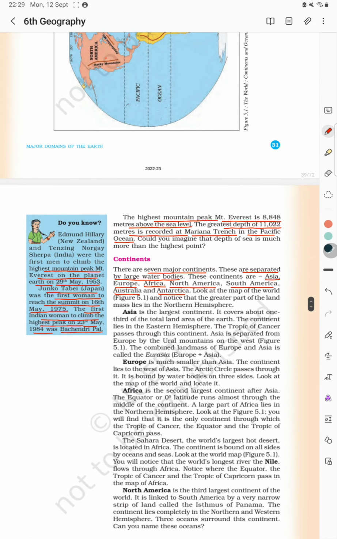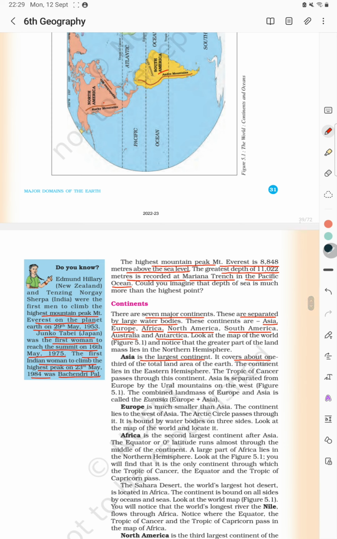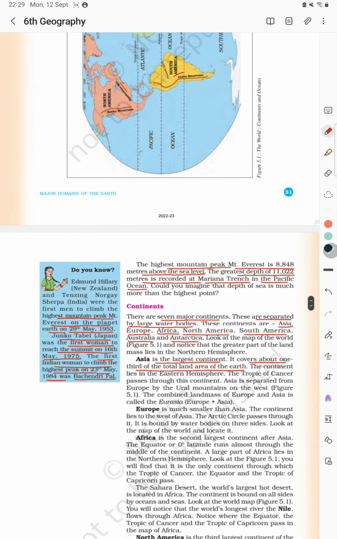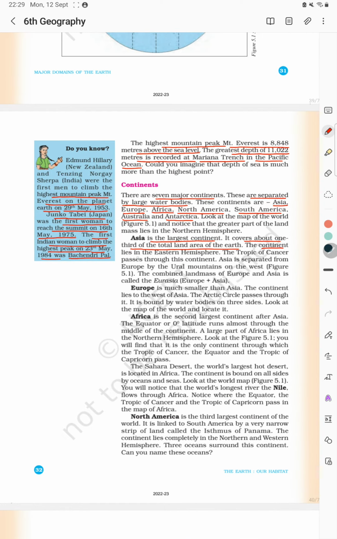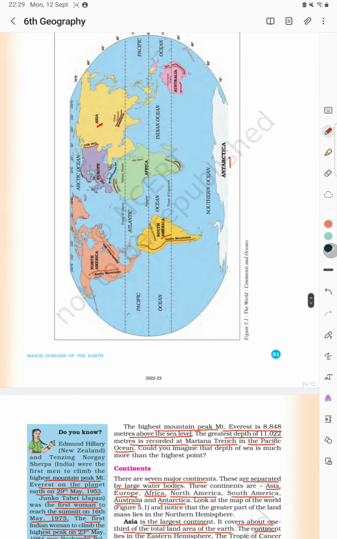So let us discuss each continent one by one. Asia is the largest continent. It covers about 1/3 of the total land area of the earth. So this is our area. This is the largest continent, which constitutes around 1/3 of the total land area of the earth. So the biggest continent is Asia. Asia continent lies in the eastern hemisphere. As we have seen, the Greenwich line passes approximately from here.